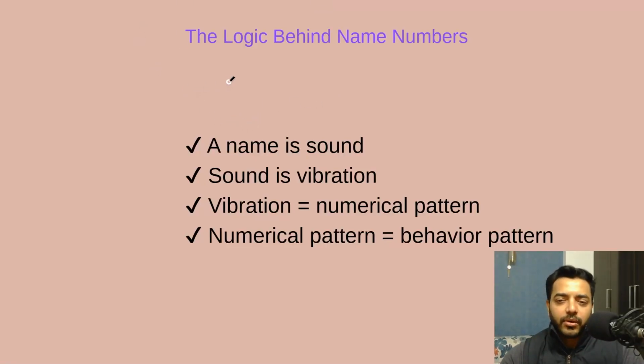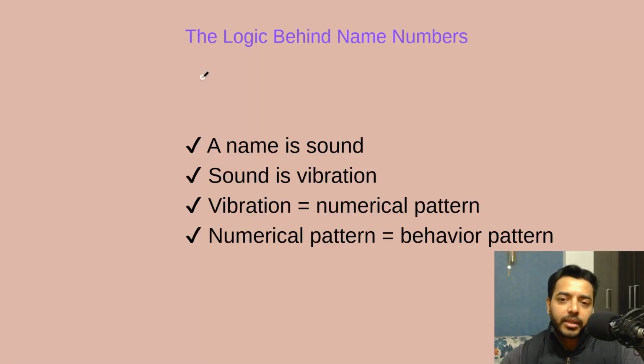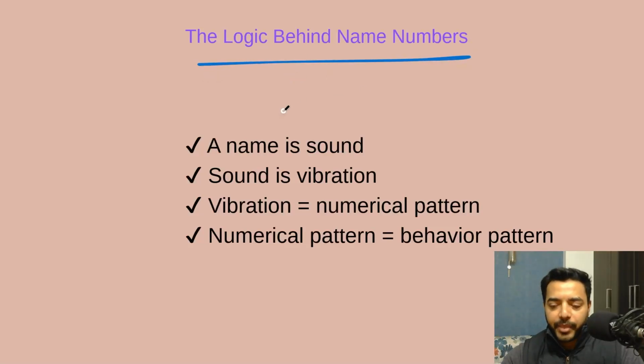Right. So now let's understand the logic behind name numbers, and then we move on to the name numbers. We did the birth date numbers, that is life path number and the birthday number. From now we will move on to the name numbers. So let's do this in the next chapter.